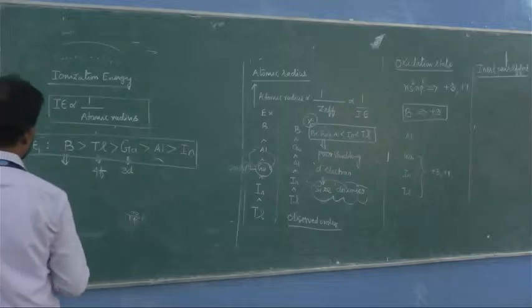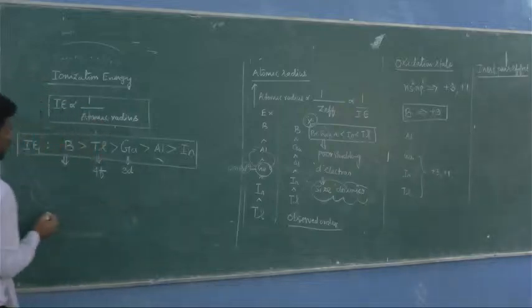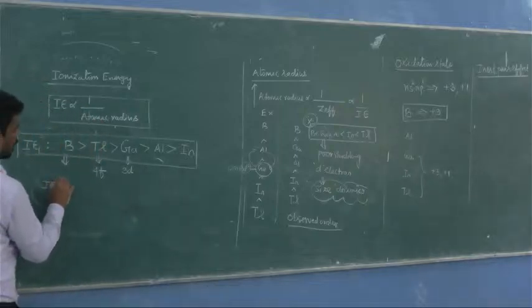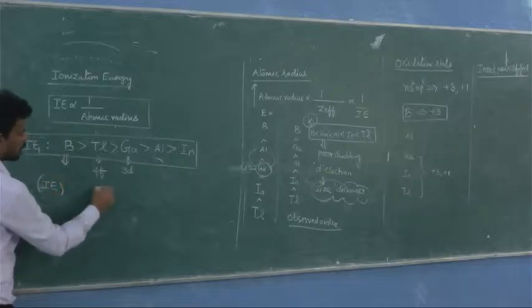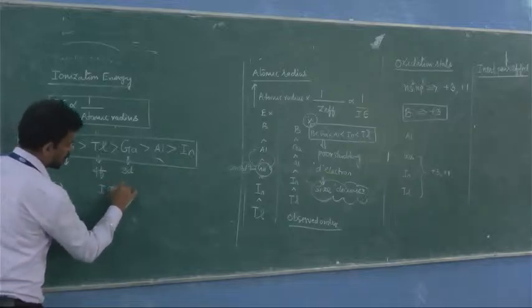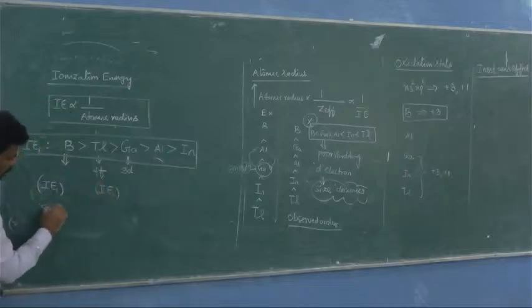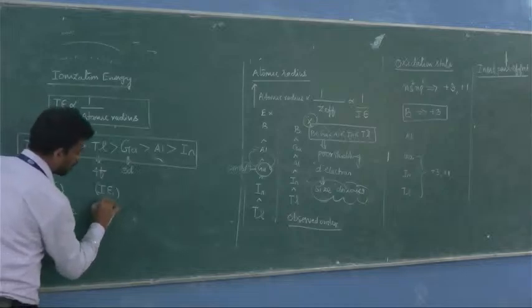Okay, next, suppose we compare the first ionization energy of group 2, alkaline earth metal, and group 13.